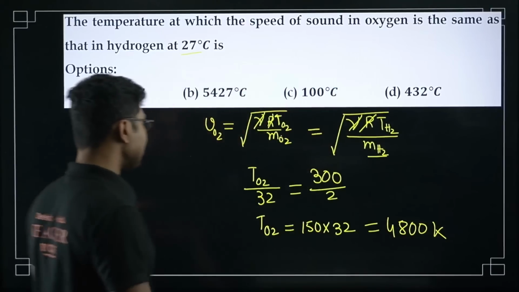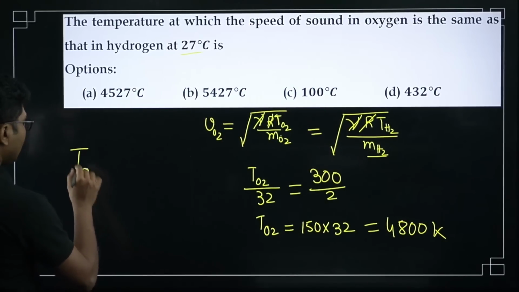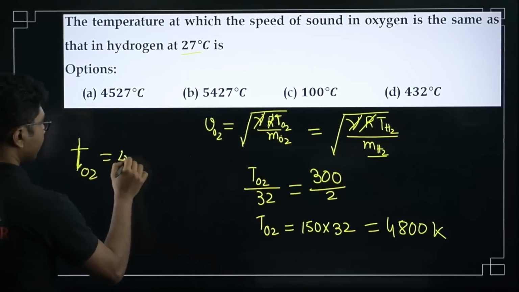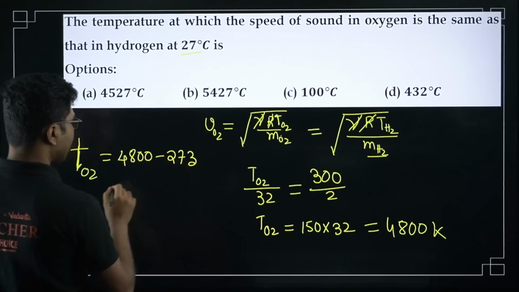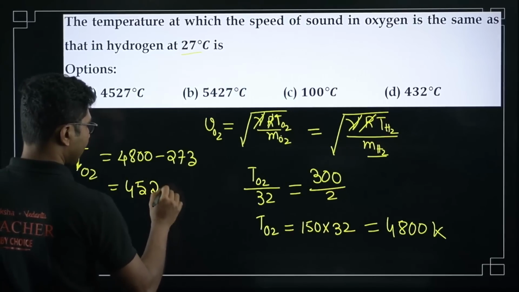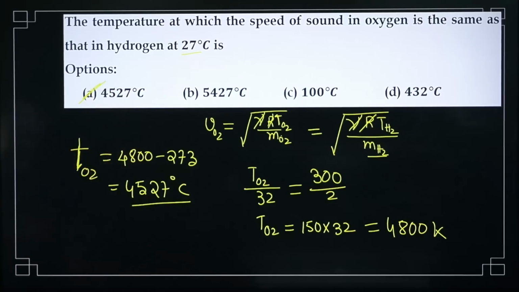So in degree Celsius, what will be the value? The value of TO2 will be 4,800 minus 273, that is 4527 degrees Celsius. So 4527 degrees Celsius. The correct answer is option A.